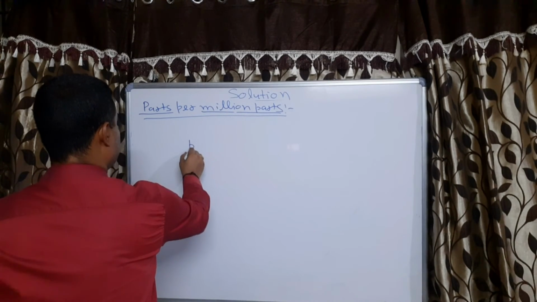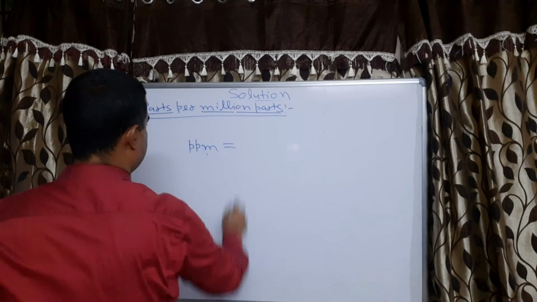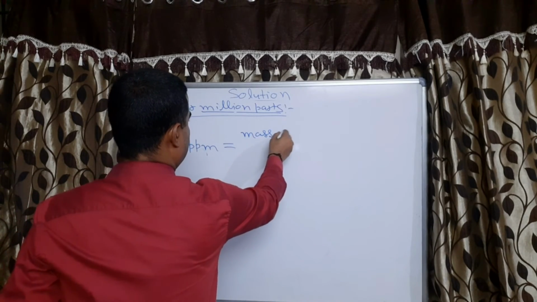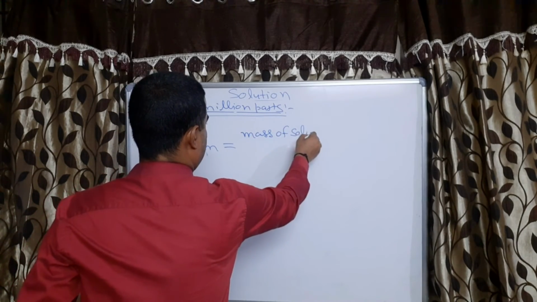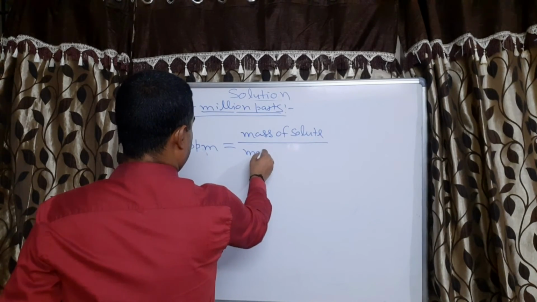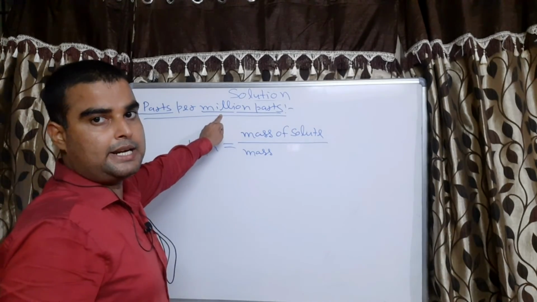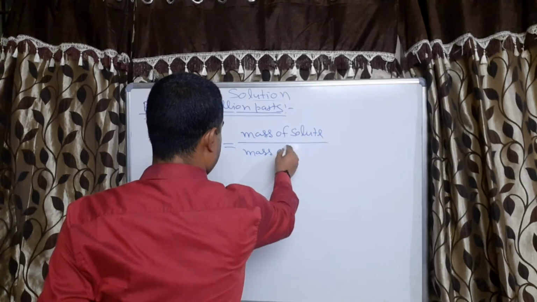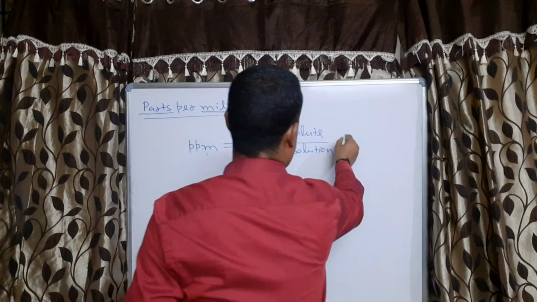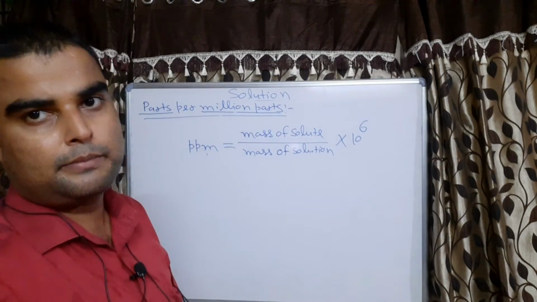So how to write? ppm is equal to the mass of the solute in gram divided by million parts of the solution in gram. It means mass of the solution into 10 to the power 6. 10 to the power 6 means it is million.